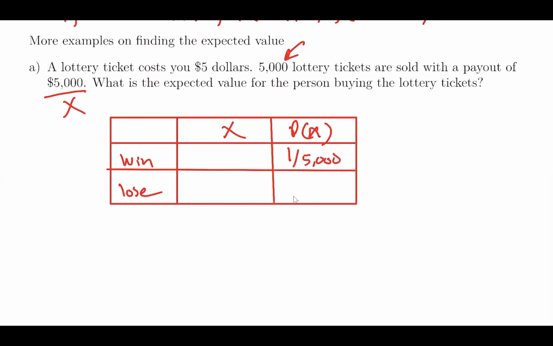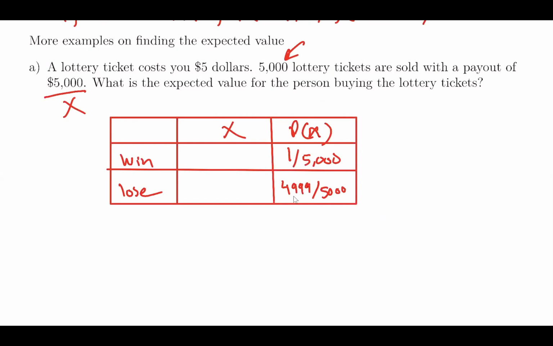So if they have a 1 in 5,000 chance of winning, what are the chances that they lose? Good, perfect. 4,999 divided by 5,000. So complementary events again. You either win or you lose. There's no in between. So all you do is 1 minus 1 divided by 5,000, and you get 4,999 divided by 5,000. Everybody good for P of X, for win and for lose?